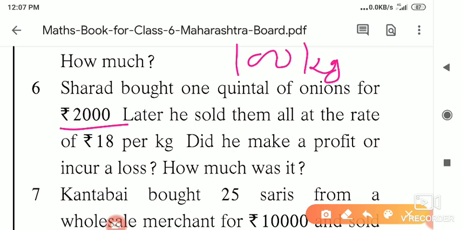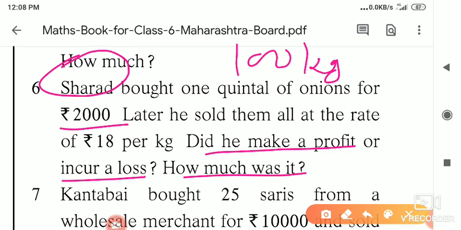Here we have to find out whether he made a profit or incurred a loss, and how much. First of all, the cost price of the onions is rupees 2000, and we have to find its selling price. So we multiply 100 by 18, because there are 100 kg of onions and the price of 1 kg is 18 rupees. Then you will get the SP, and if you compare the CP and SP, you will understand whether Sharad made a profit or incurred a loss.